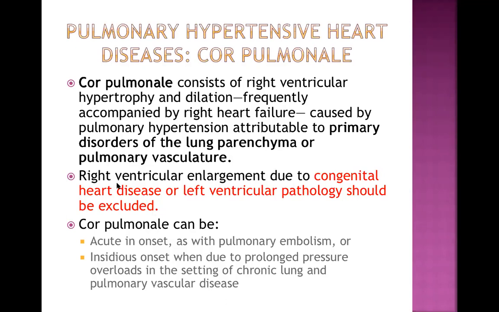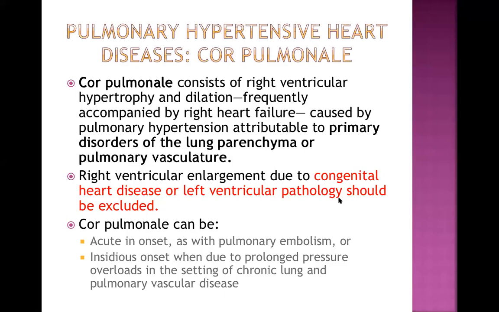See here. Right ventricular enlargement or failure can also be caused by other diseases like congenital heart disease or left ventricular pathology. In the morning class, I clearly talked about this. Let me describe it once again: mitral valve disease, MS or MR, or even AS or AR. How do they cause failure of the right side of the heart? What they do is develop back pressure.